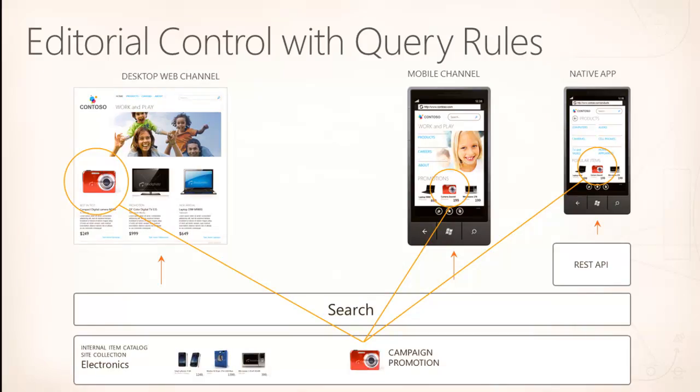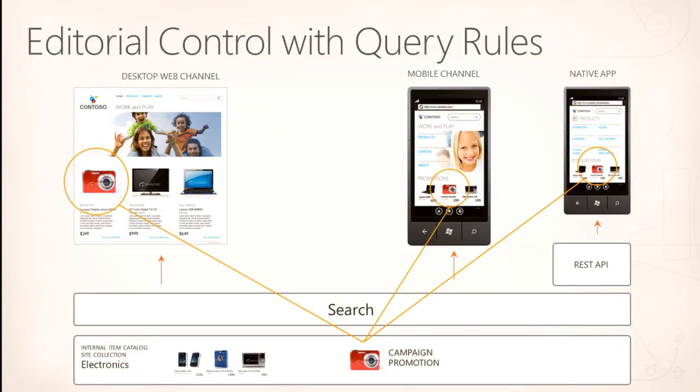So by having one single query rule, and since content is delivered through search in SharePoint 2013, we can now basically have editorial control and ensure that whatever campaign we would like to have on our website starts exactly when we want it to and ends exactly when we want it to, without us being there and having to push a button to distribute content.